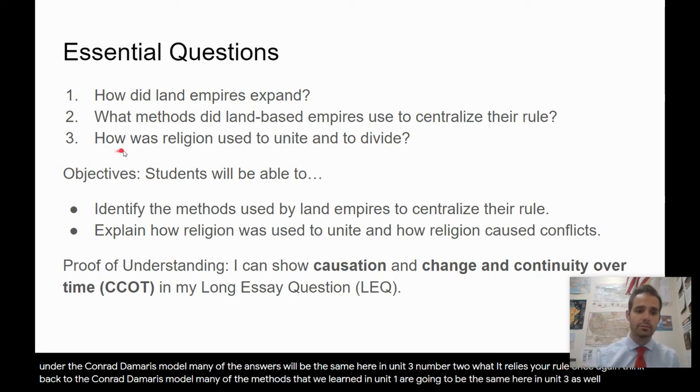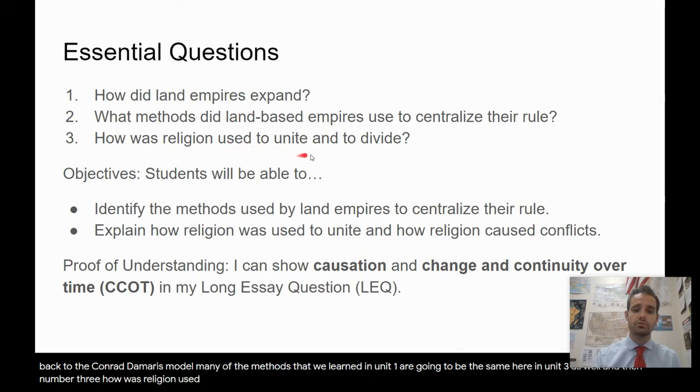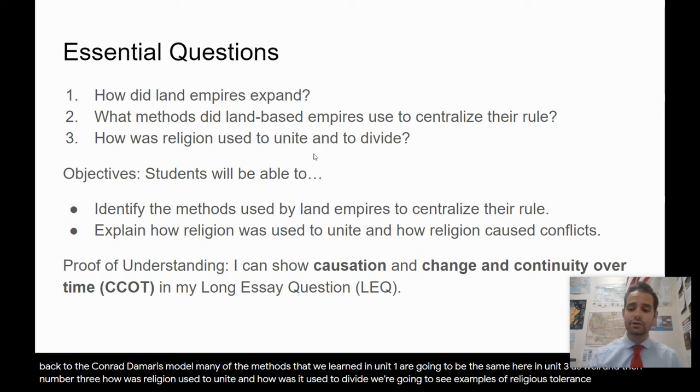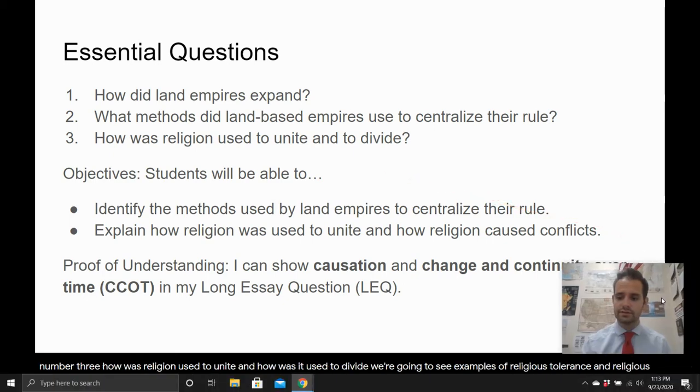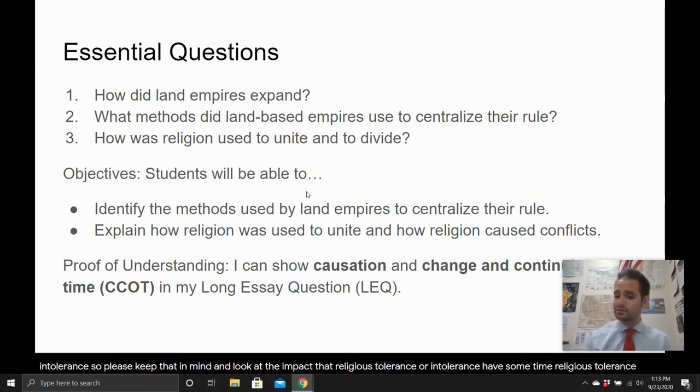And then number 3, how was religion used to unite and how was it used to divide? We're going to see examples of religious tolerance and religious intolerance. So please keep that in mind and look at the impact that religious tolerance or intolerance have. Sometimes religious tolerance works out really well. Other times it doesn't. Sometimes religious intolerance works out really well. Other times it doesn't.